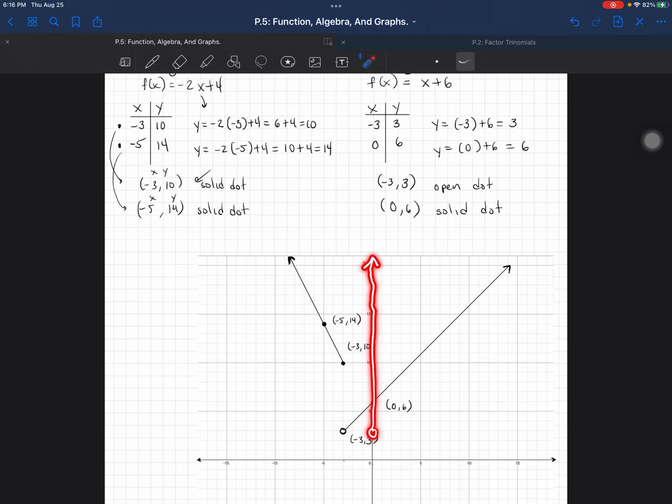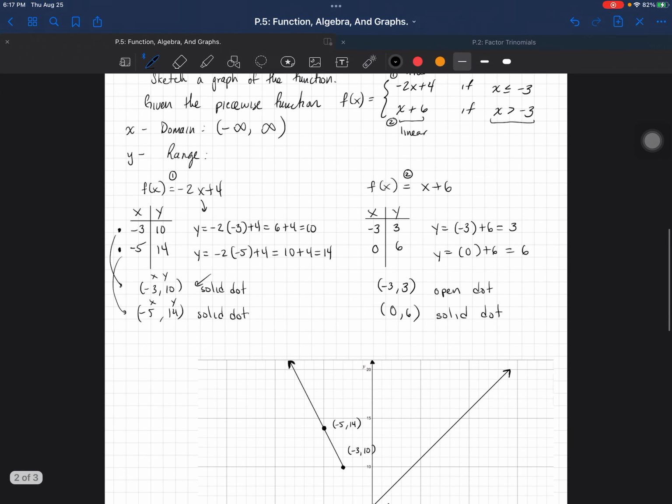So pretty much the range is this interval that's covered in red, excluding the -3. So how do we write that? We're going to say from -3 all the way to +infinity. And there you go. So we just described the range.